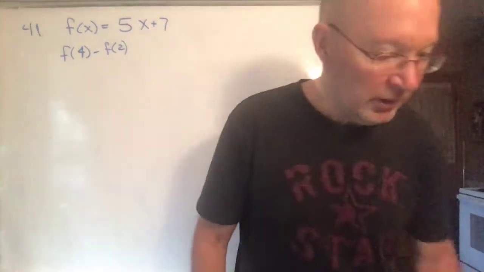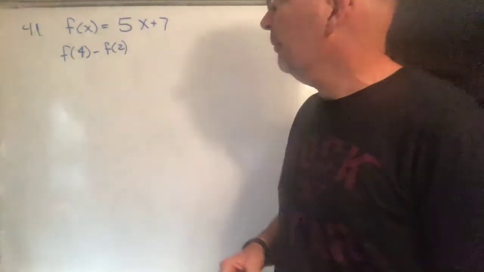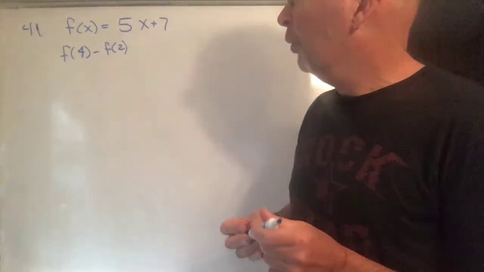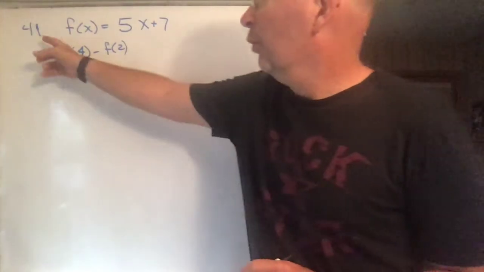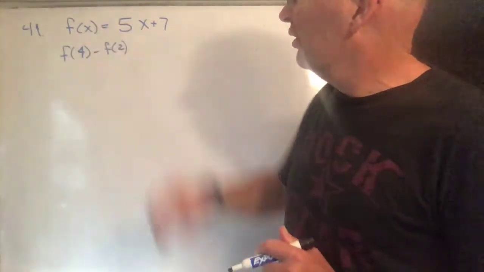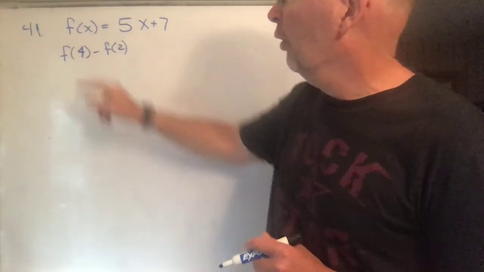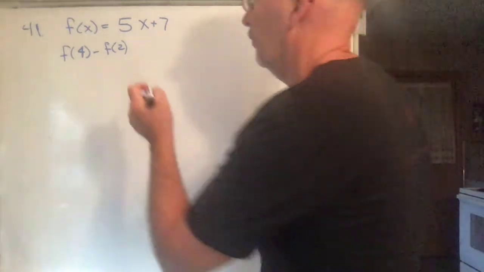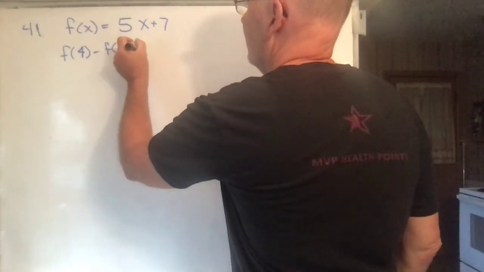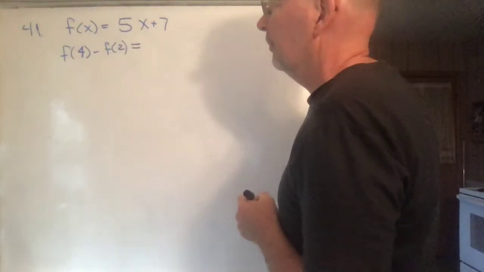Okay, let's finish the last 10 problems of the Math 120 practice midterm. Number 41 says you've got the function f of x is 5x plus 7, and we want to evaluate f of 4 minus f of 2. In other words, if you put a 4 in there, what do you get? And if you put a 2 in there, what do you get? And then you subtract them.